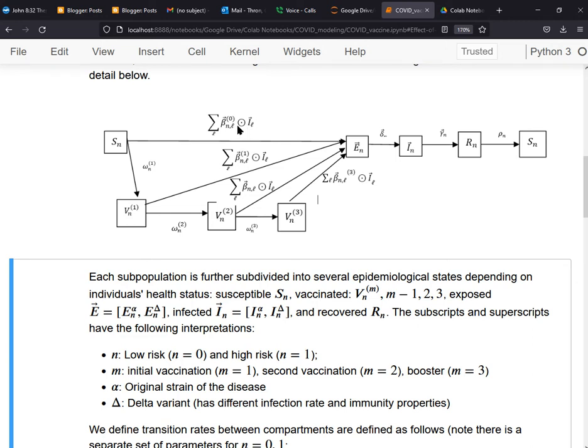Sorry, backtrack there. Did I say adding component-wise? I should have said multiplying component-wise. This beta is a vector with 2 components. This I is a vector with 2 components. The first component of beta multiplies the first component of I, and those are the infections that lead to the alpha variant. The second component of beta multiplies the second component of I, and that gives the delta variant.